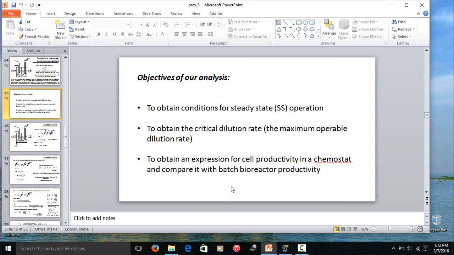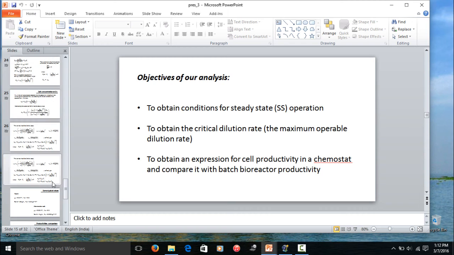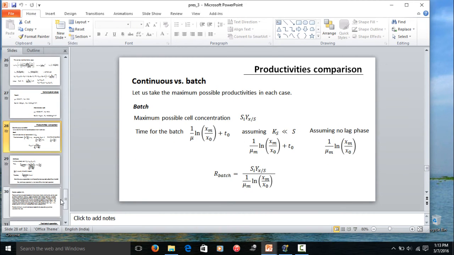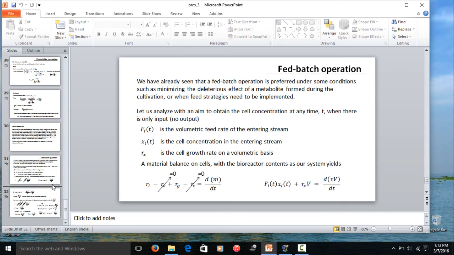by the cell. And then we said that a chemostat is inherently 3 to 4 times more productive than a batch bioreactor. Although it's a lot more difficult and intensive to operate a chemostat. Then we looked at means of analysis. We of course worked out some problems.